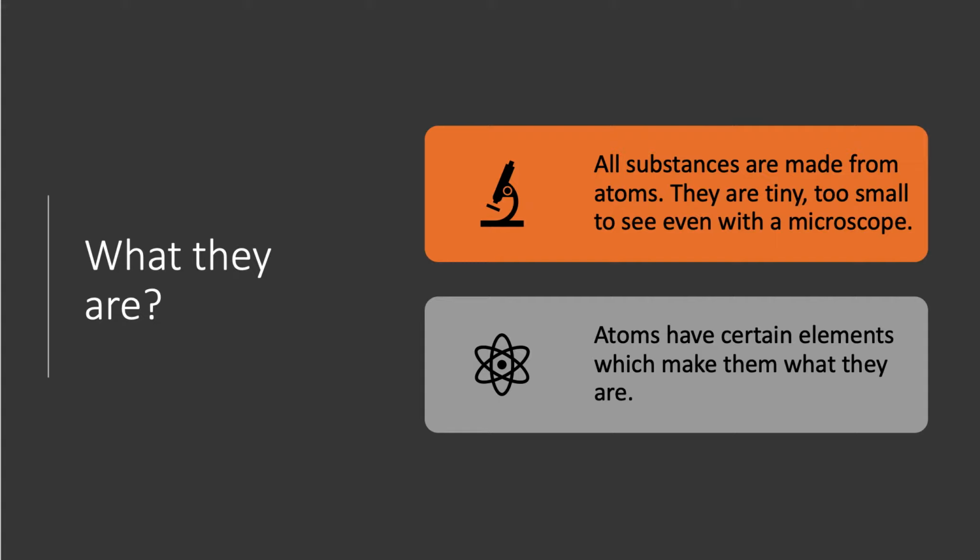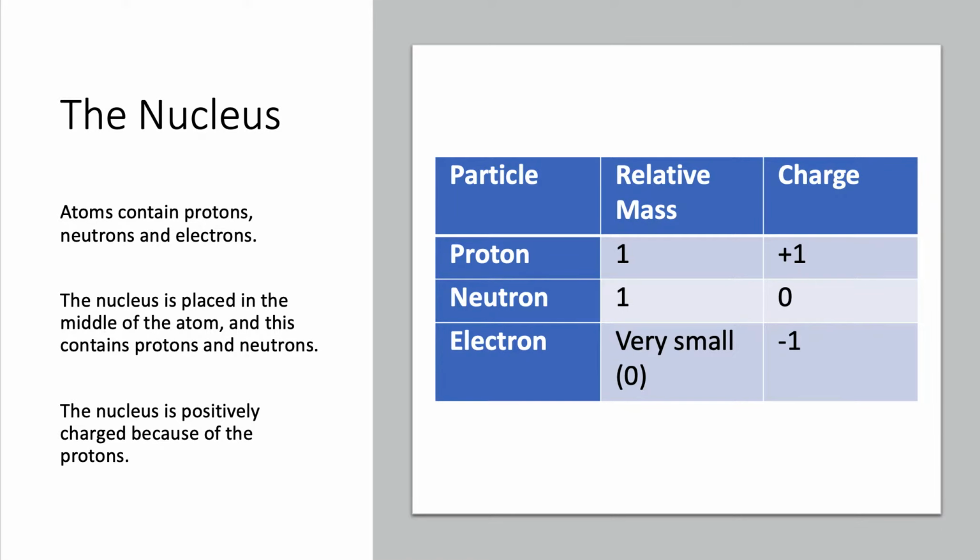Atoms contain certain elements which make them what they are, and we're going to have a look at that now, starting off with the nucleus. The nucleus is placed in the center of the atom. So if we had the atom over here, the nucleus is in the center. And surrounding the nucleus are the electron shells, which orbit the nucleus with electrons in them.